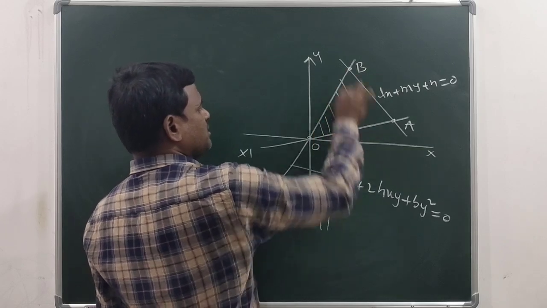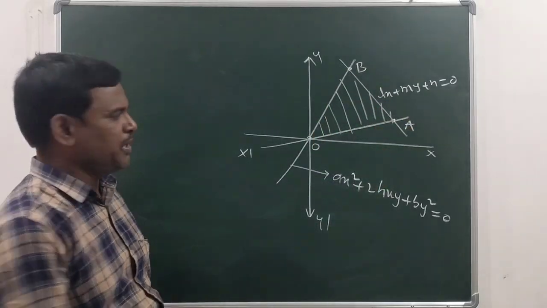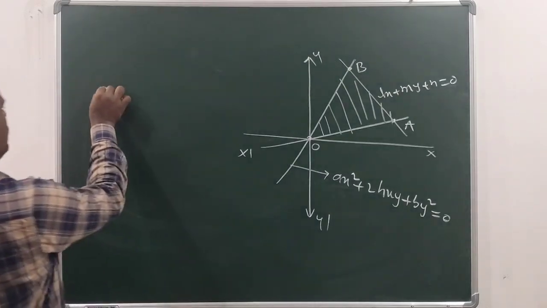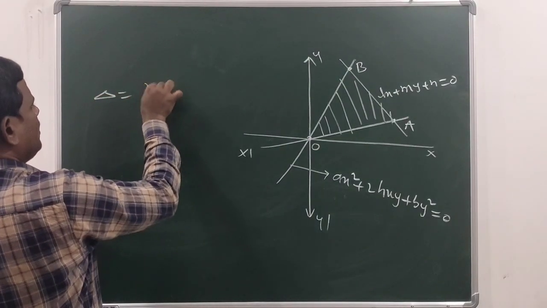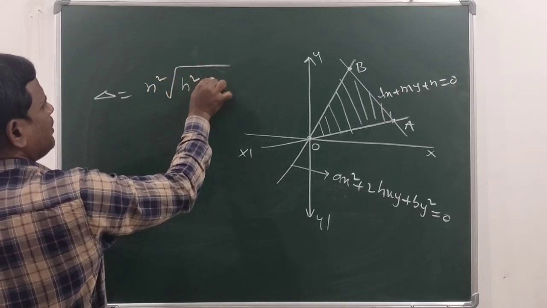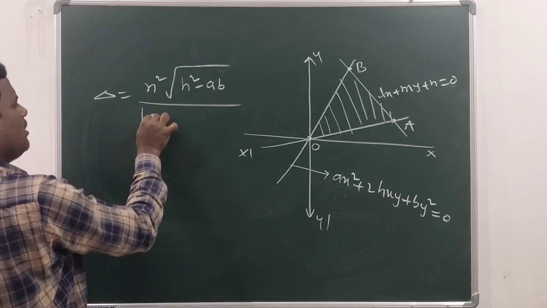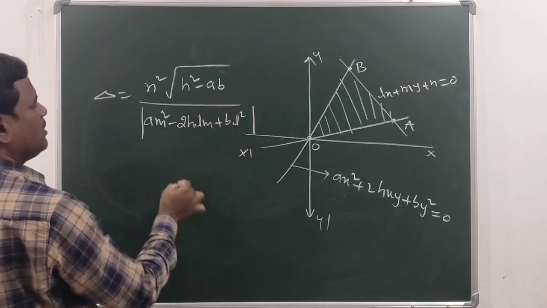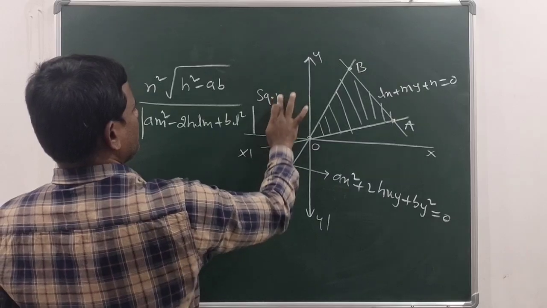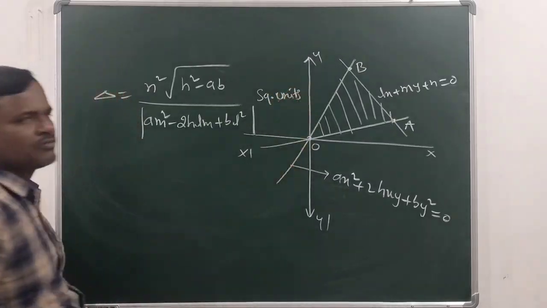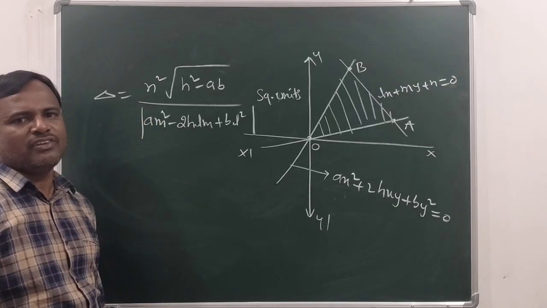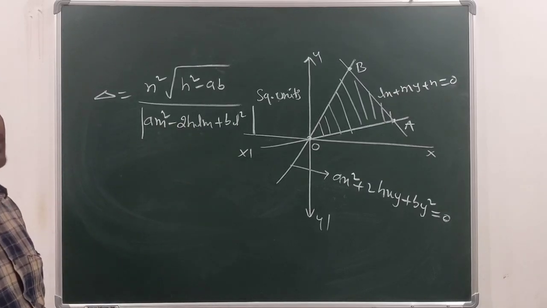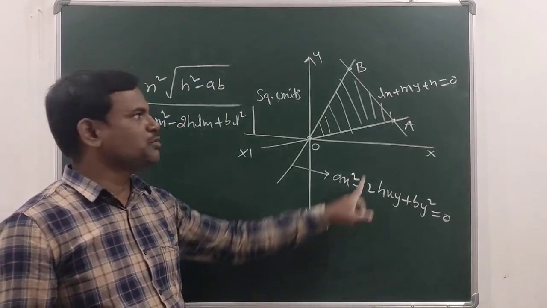What I want is the area of this triangle formed by the pair of straight lines passing through the origin and the line lx plus my plus n equal to 0. So that area is equal to n square into square root of h square minus ab, by mod of am square minus 2hlm plus bl square, square units, because that is area, no? So you have to write square units. Delta is equal to n square into root of h square minus ab by am square minus 2hlm plus bl square. So this is the area of the triangle formed by this pair with that line.